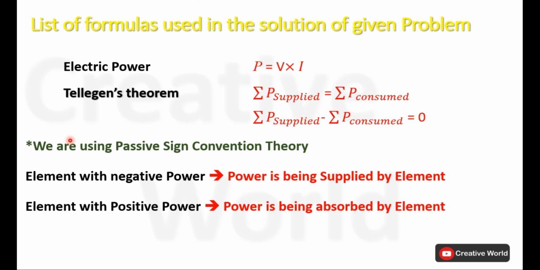In this scenario we will be using the electrical power formula, which is the product of voltage and current, and Tellegen's theorem. Tellegen's theorem states that power supplied to any circuit is always equal to the power consumed by the elements of that circuit. And if we add these two powers, their result will be 0. We also will be using passive sign convention theory. According to this theory, an element with negative power will be considered as a power supplier and elements with positive power will be considered as power absorbers.